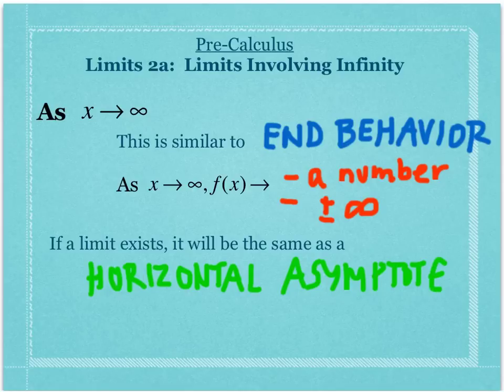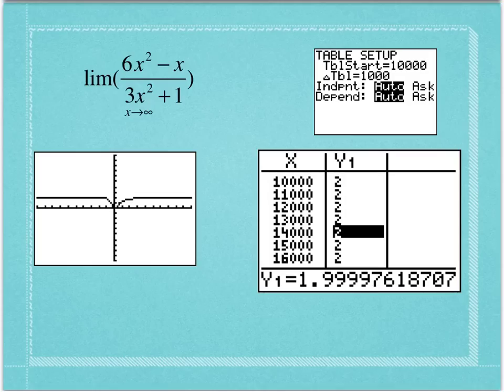Okay, so that's some basic stuff to help get us started. We're going to go right to some examples. Alright, so here's our first example. The limit, and this looks kind of like a bear here, 6x squared minus x over 3x squared plus 1. And we want to look at the limit of this as x approaches infinity.